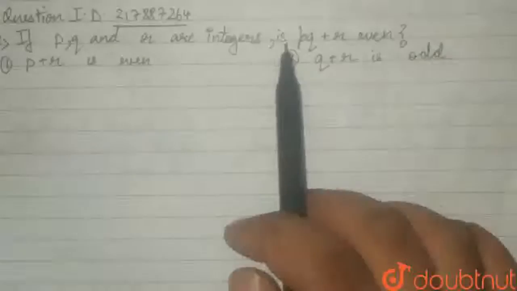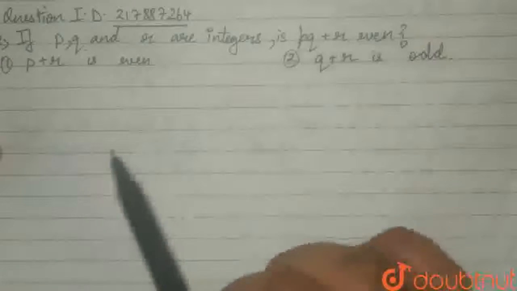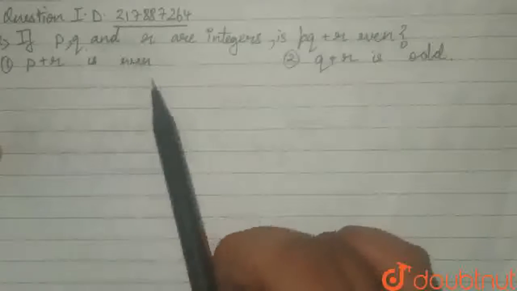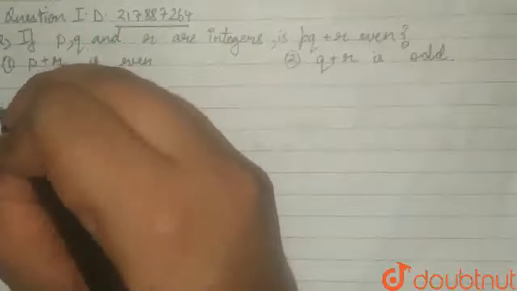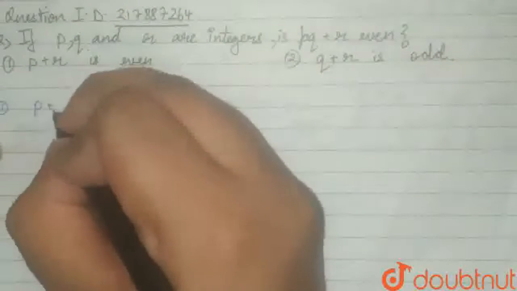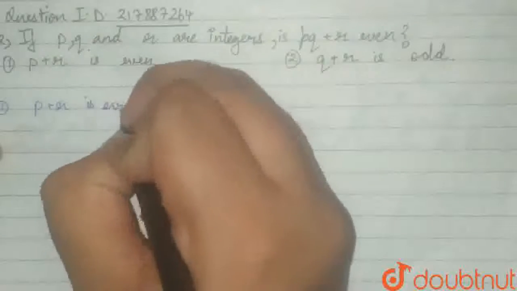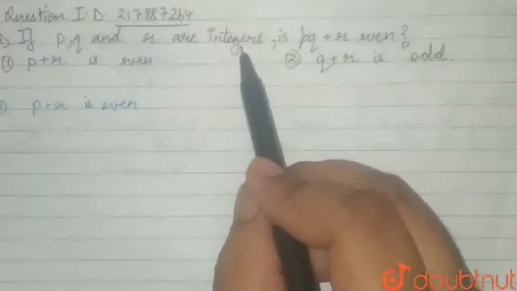P, Q and R are integers. Is PQ plus R even? Given that P plus R is even and Q plus R is odd. Let's look at the first criteria first. It is P plus R is even. And we've been given that all of them are integers.